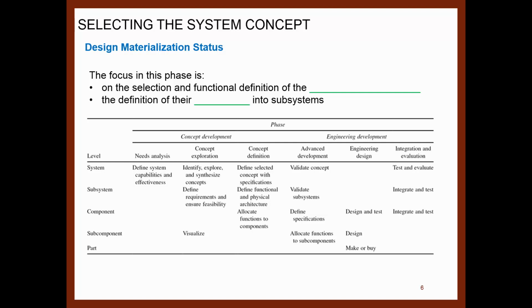In terms of the materialization status, we are now in the concept definition, which is the fourth column of this table, on the selection and functional definition of the system components. If you look at the column that says concept definition, as part of the concept development phase, we are now a step further into the hierarchy process. We are now allocating functions to components. The definition of their configurations into subsystems is also part of this materialization process. So this is the column that I was referring to.